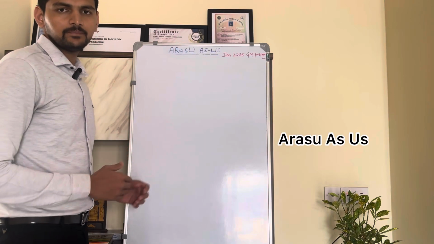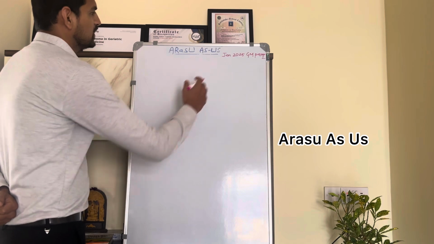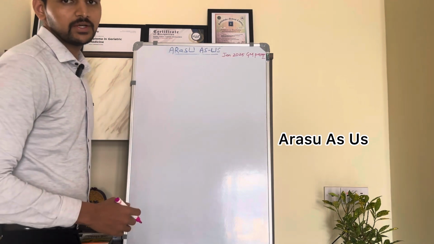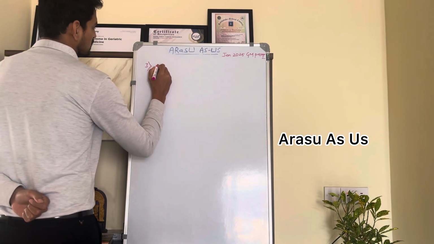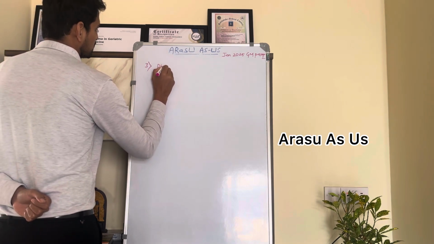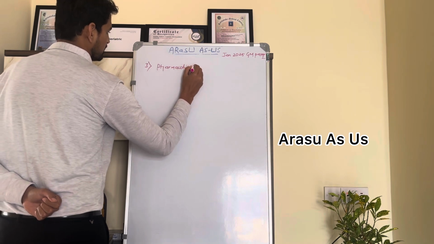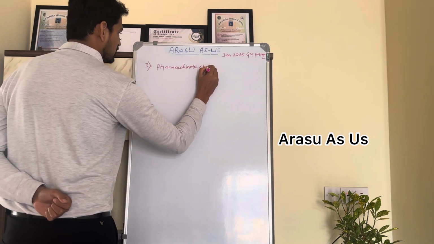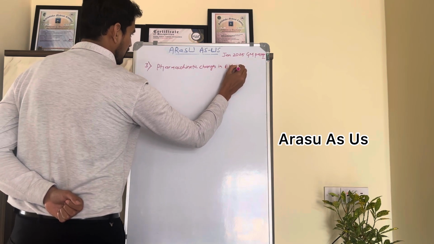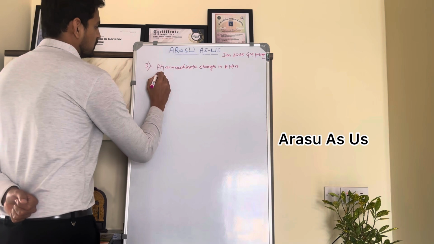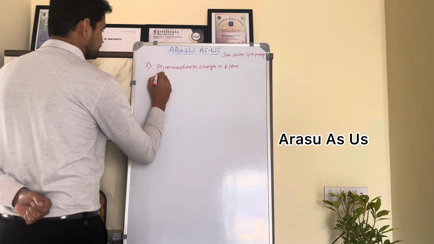Continuing the series of solving previous question papers, we will see question number 3, which was asked in paper 1 of Jan 2025 General Medicine. The question asked was about the pharmacokinetic changes in elders, and what are the principles to be considered while prescribing medications in elders.